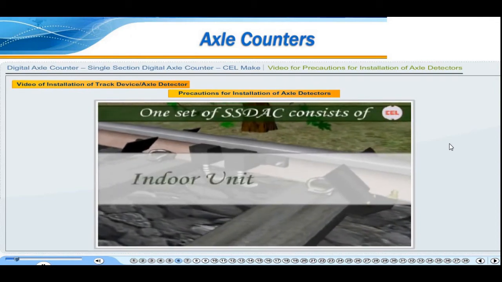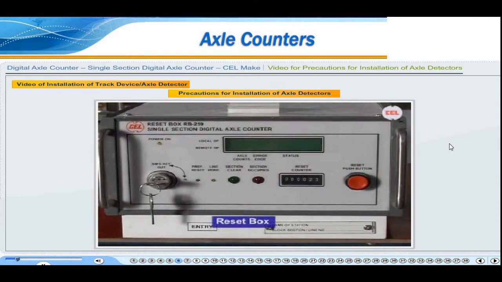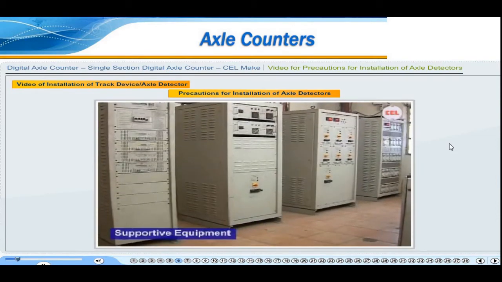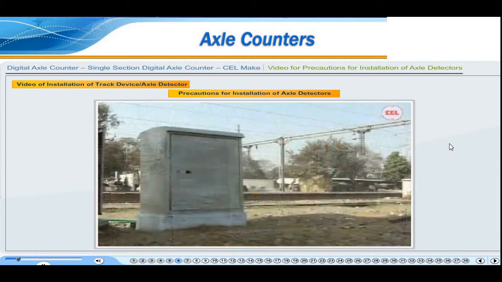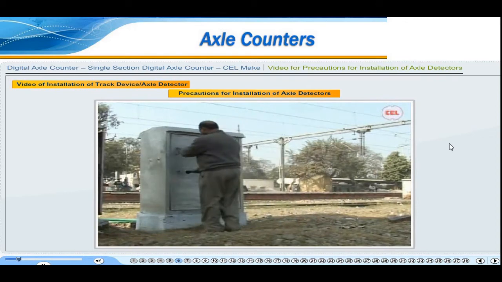The indoor unit consists of the reset box and their supportive equipments. Now we will discuss the installation of the track side equipments of the single section digital axle counter.